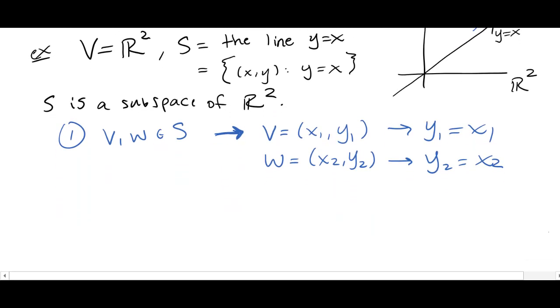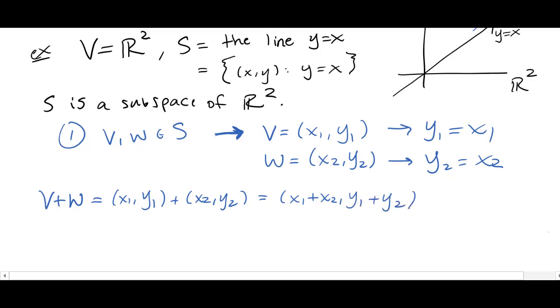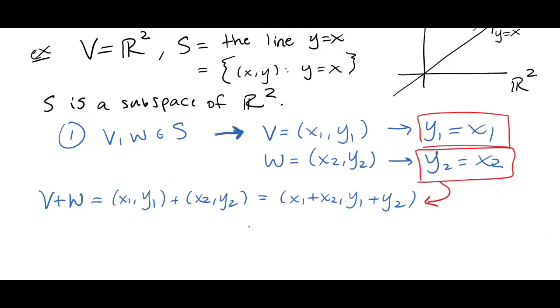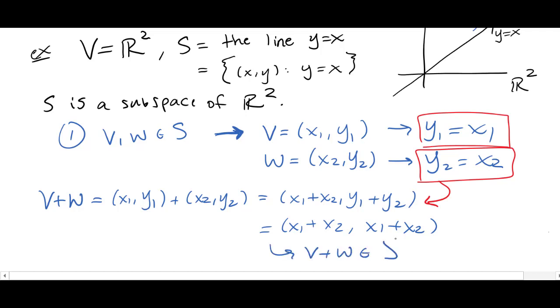So we'll check V plus W. We add these two vectors together, we get x1 plus x2 and y1 plus y2 for the components. But we know that y1 is x1 and y2 is x2. So if we use that condition, this is equal to x1 plus x2, comma, x1 plus x2. So the y coordinate is the same as the x coordinate, meaning V plus W is also in S. So that's vector addition satisfied.